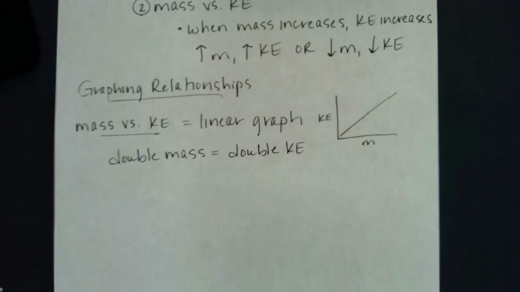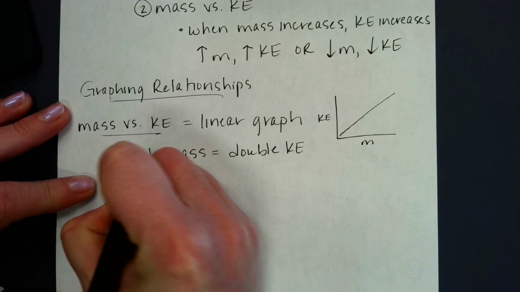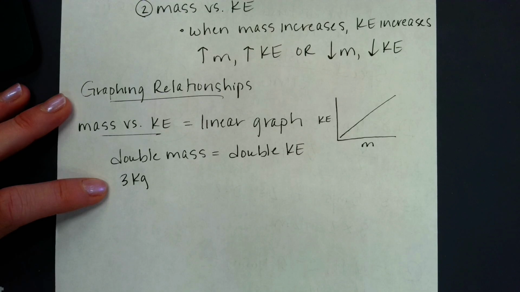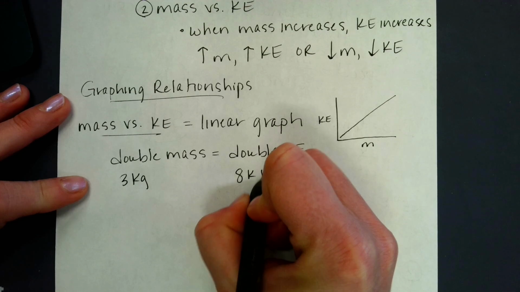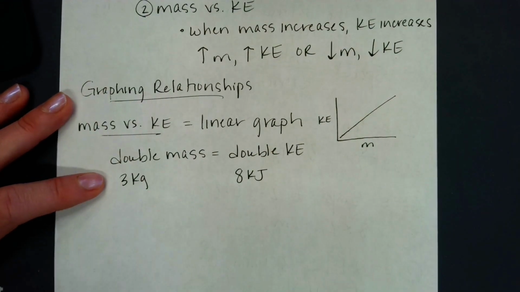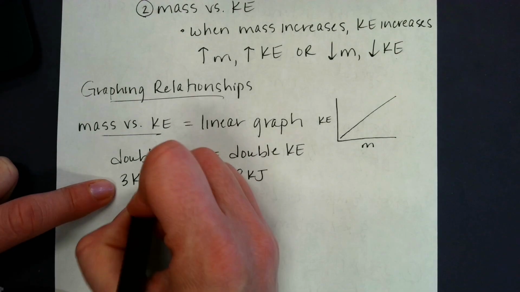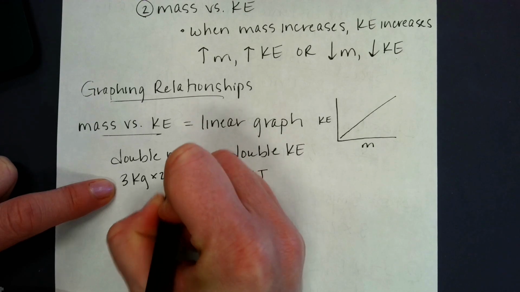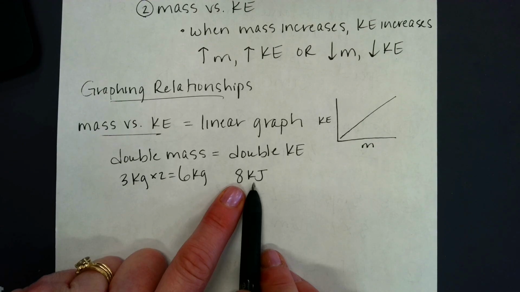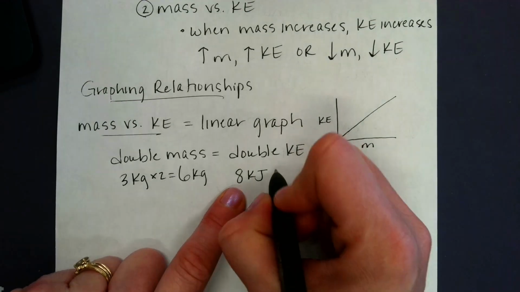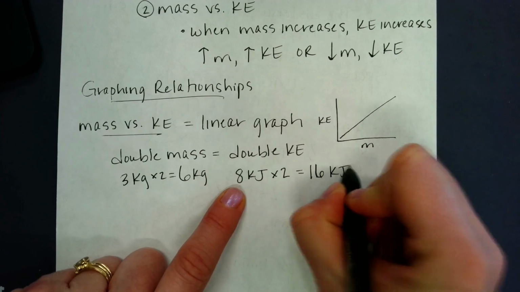Okay? So if I put some numbers to this, right? Let's say our mass is 3 kilograms. Okay? And our energy, we'll say, is 8 kilojoules. Okay? What if I double this mass? What does it become? Becomes 6. To double, you just take it times 2. So now I have 6 kilograms. What happens to my energy if I double my mass? Yes, I also multiply it times 2 because I also double it, and I get 16 kilojoules.